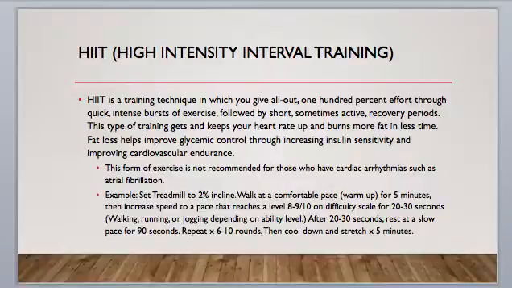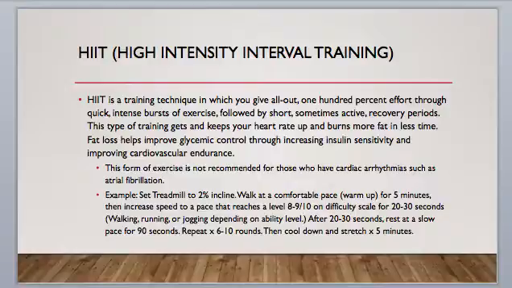This form of exercise is not recommended for those who have cardiac arrhythmias such as atrial fibrillation. Here is an example of a HIIT workout. Set your treadmill to a 2% incline. Walk at a comfortable pace for 5 minutes. This is known as your warm-up.